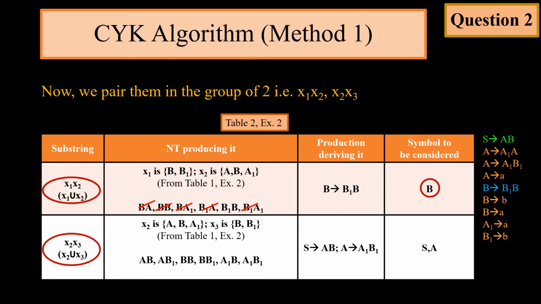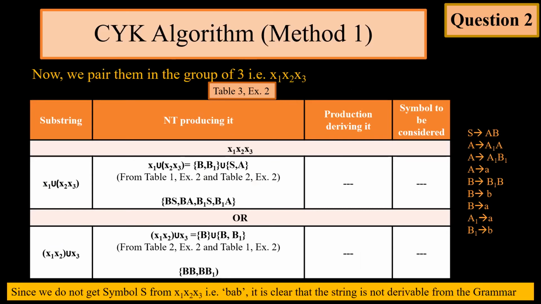When we consider x2, x3, among the six symbols, the only symbols which are derivable are S tends to AB and A tends to A1, B1. So we have S and A.